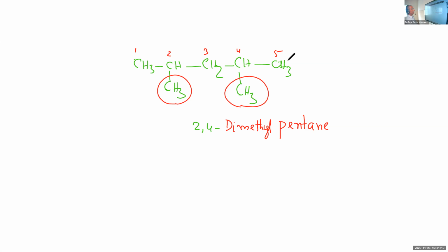If you number from right to left, then also what will be the condition? Say 1, 2, 3, 4, 5. From any direction you number, the locants will be the same: 2, 4. It's a very simple compound. But there will be some compounds which will have complications. That is rule number 3. Up to rule number 3 we have come.